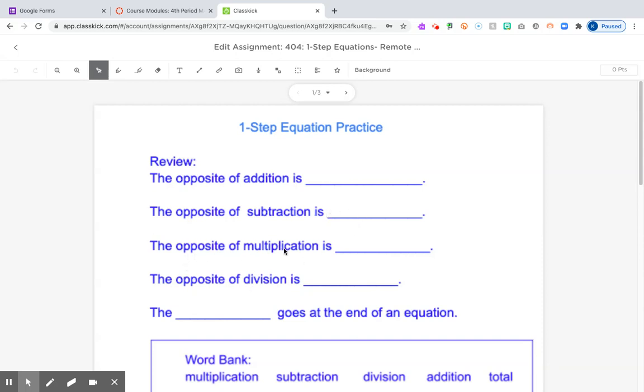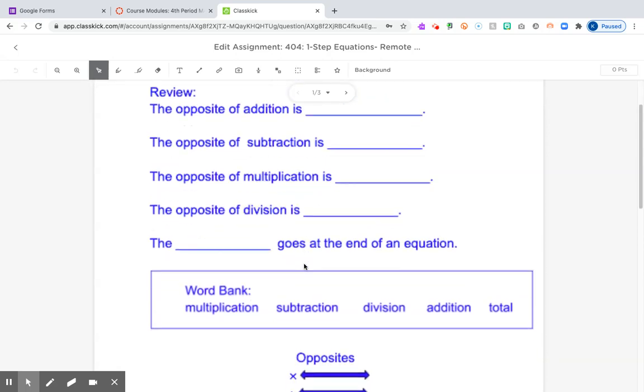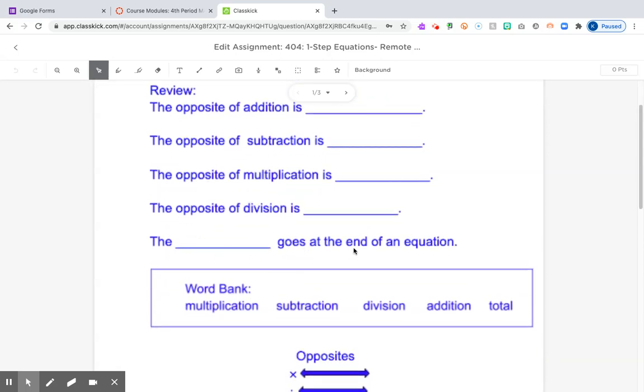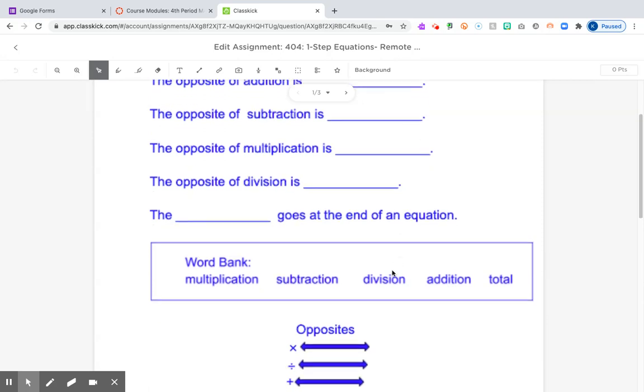The opposite of multiplication is division. So the opposite of division is, and you tell me. All right. The next fill in the blank is talking about when we're solving word problems. And it says the blank goes at the end of an equation. So what do you put after your equal sign when you're thinking about doing a word problem? What always goes at the end, okay? I also gave you this word bank you can use to help you out, okay, to fill in the blanks.